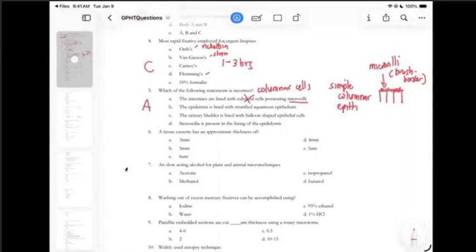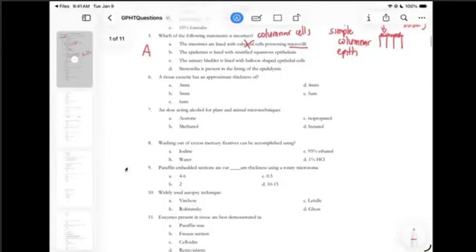The other choices are correct. The epidermis is lined with stratified epithelium, stratified squamous na keratinizing. The bladder is, that's also correct, balloon-shaped epithelial cells since these are transitional epithelium. And stereocilia is present in your epididymis. Okay, so for number 5, this is letter A.